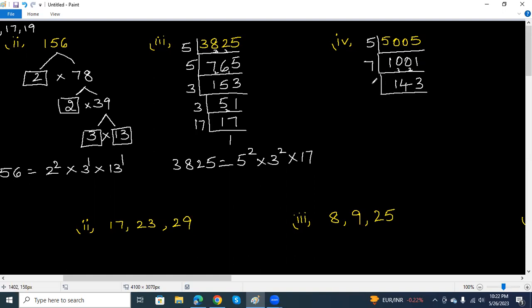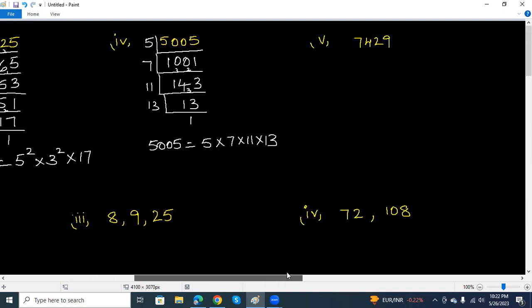Okay. Now, which one? 7 doesn't go. After 7, it's 11. Yes, 11 goes. 11 ones is 11, 11 threes are 33. 13 is a prime, so it can be divided by 13 itself. So 5005 can be written as, see, these are all single times repeated: 5 times 7 times 11 times 13. This is the prime factorization.